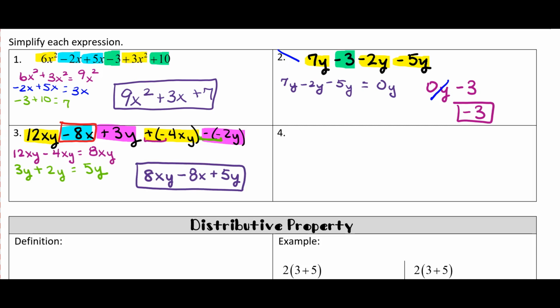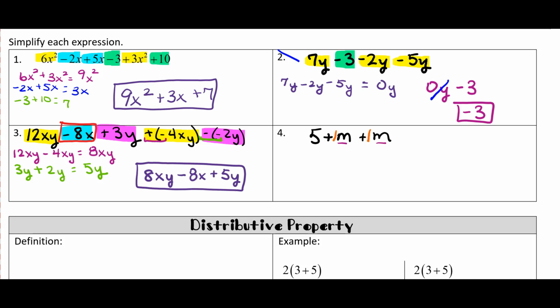All right, last one for like terms is number 4. 5 plus m plus m. Now, this one may not look too difficult. Some of these other ones had a lot more terms in them, but this is one that people mess up quite often. And it's actually because of the variables, these m's here. And if you remember, what is the coefficient when there isn't one written in front? If you said 1, then you are correct. So this is a 1m and this is a 1m.